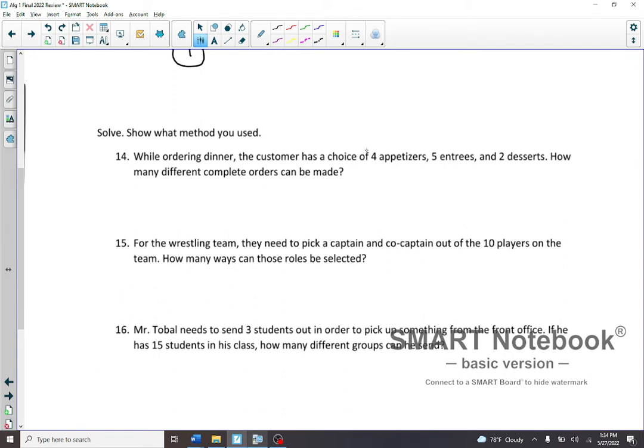When ordering dinner, the customer has 4 appetizers, 5 entrees, and 2 desserts. Because appetizers, entrees, and desserts are different categories, all we do is 4 times 5 times 2. Just like in the previous question, where we had 3 different coins, we did 2 times 2 times 2. Here, appetizers have 4 options, entrees have 5 options, and desserts have 2 options. We multiply it all out: 4 times 5 times 2, 20 times 2, 40.